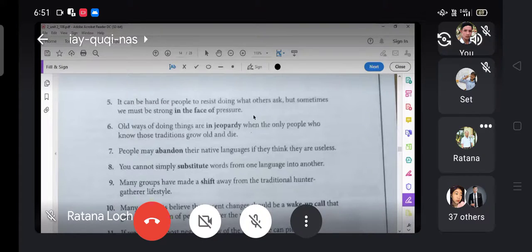Anyone know this word? You know, in spite of. You know this word? In spite of. Maybe in case of, in terms of, so we have similar meaning, but I think that is the most exact meaning. So in the face of pressure, okay.